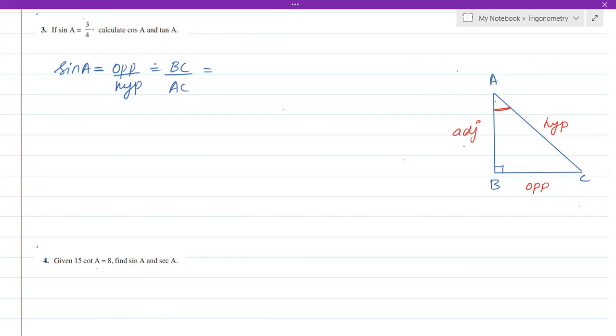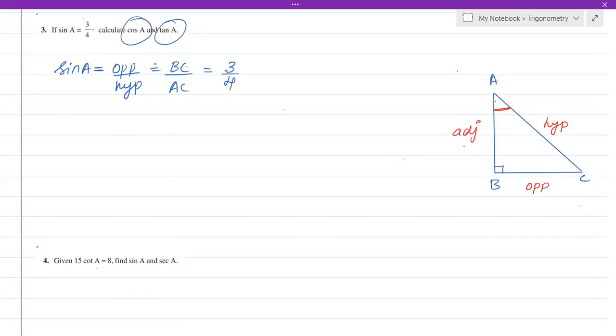Now, from the question, sine A is given as what? 3 by 4. Now, from this step, we can conclude that BC will be equal to 3 and AC will be equal to 4. Remember, we are not supposed to do like this. If two things are in ratios like this, you cannot take numerator equal to numerator, denominator equal to denominator. That is completely wrong. But here in trigonometry, we can do that because at last what we are trying to find is a ratio.